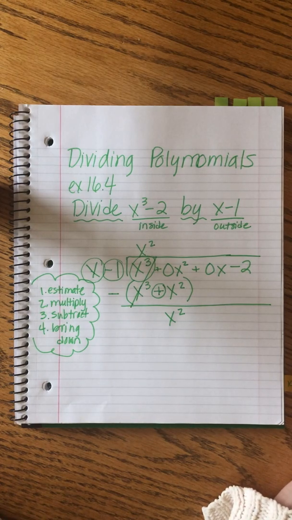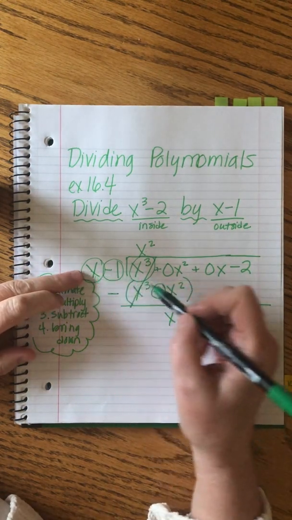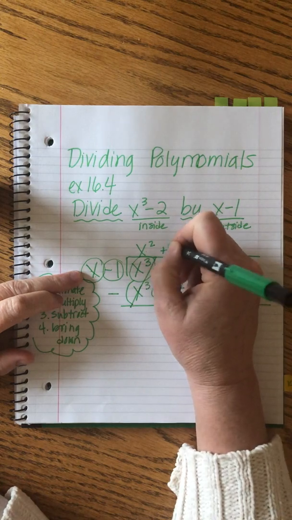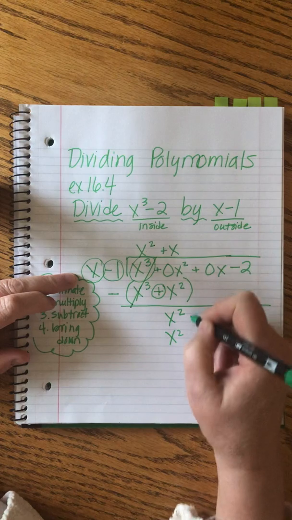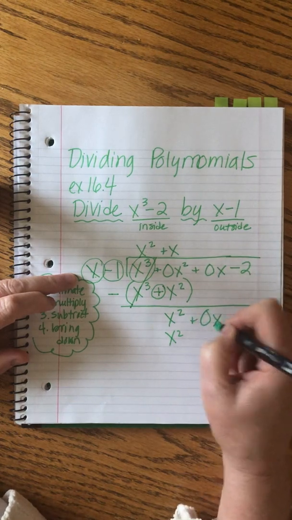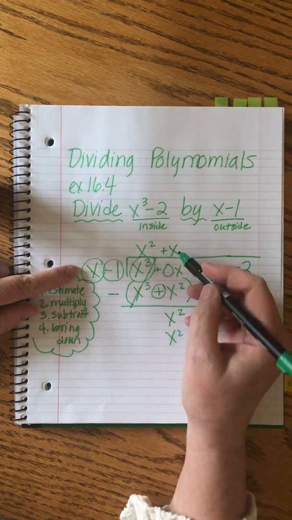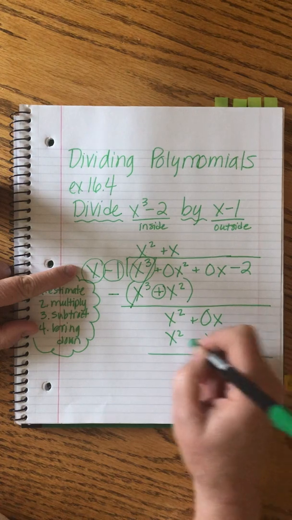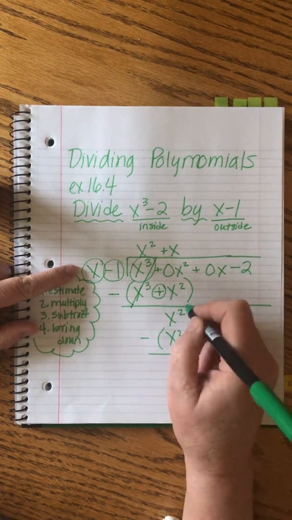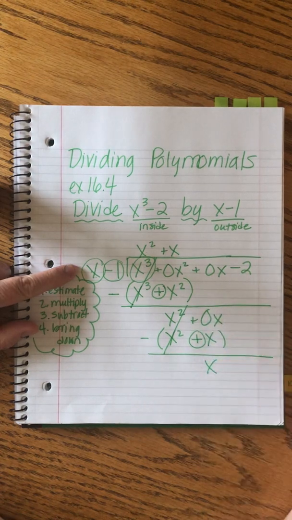Now we're ready to estimate again. What do we multiply by x to get x squared? Plain x, right? X times x is x squared. Oh, I didn't bring down, sorry. Plus 0x, right? I'm just bringing that down. Our first multiplication, our second, minus x. Subtract. This cancels beautifully. This turns into a plus. So now we have a plain x there.